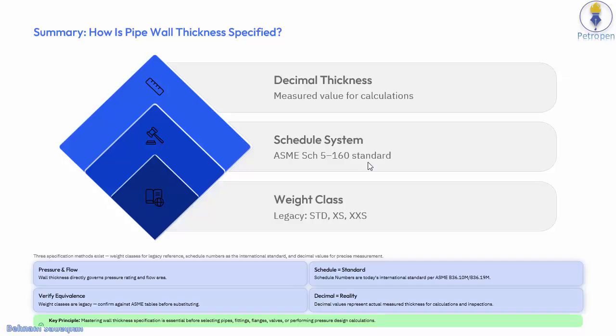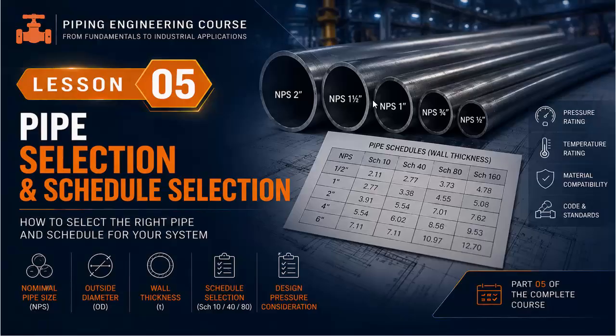Remember that increasing wall thickness improves pressure resistance but reduces the inside diameter and increases both weight and cost. Understanding these concepts is essential before studying pressure design, fittings, flanges, valves, and piping codes. Thank you for your attention, and I will see you in the next lesson. The next lesson is about pipe selection.